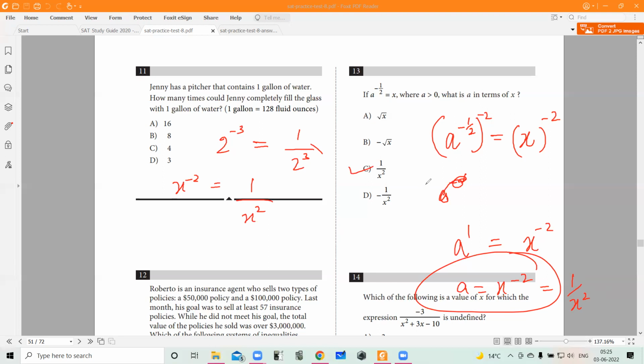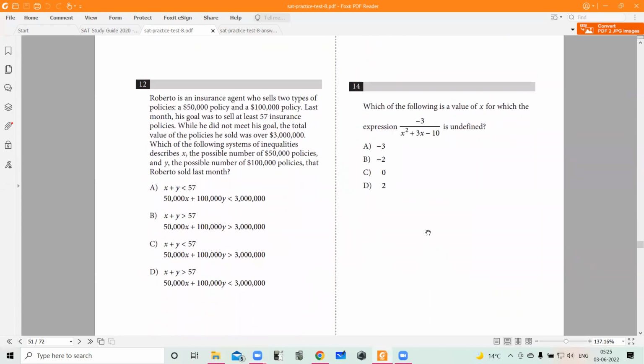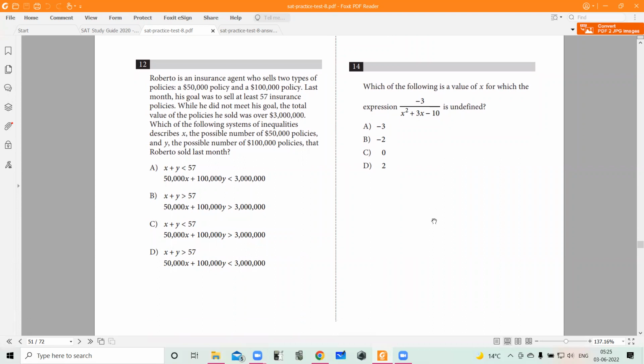Are you getting this? Yeah, I got it. Okay, so that was 13. Can you try 14? Which of the following is a value for x for which the expression -3 x squared plus x minus 10 is undefined? Undefined. What does that mean? We can't define it like that. Anything divided by 0 is not defined, right? Yeah. So that means this whole thing should be 0.